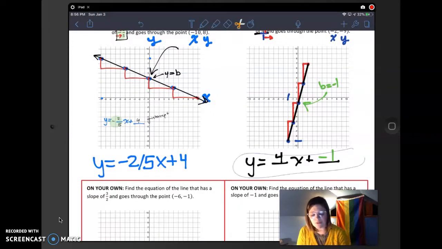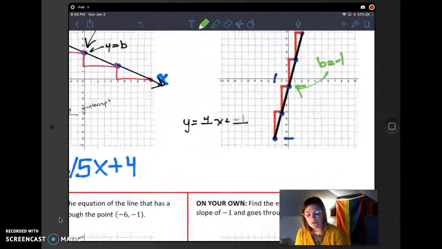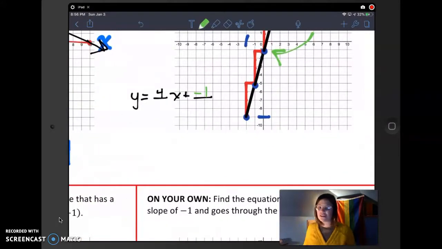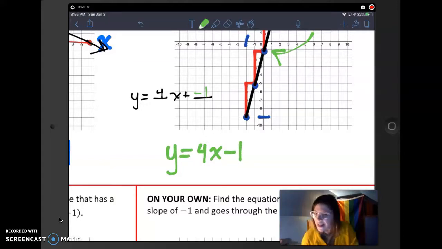Also, let me help you. Remember, we want to simplify everything as much as possible. So in order to put your answer into Schoology correctly and get the answer right, you're going to want to write y equals 4x, and then you want to write -1, not plus -1, although both are technically correct. -1 is more simplified, therefore it is more correct.